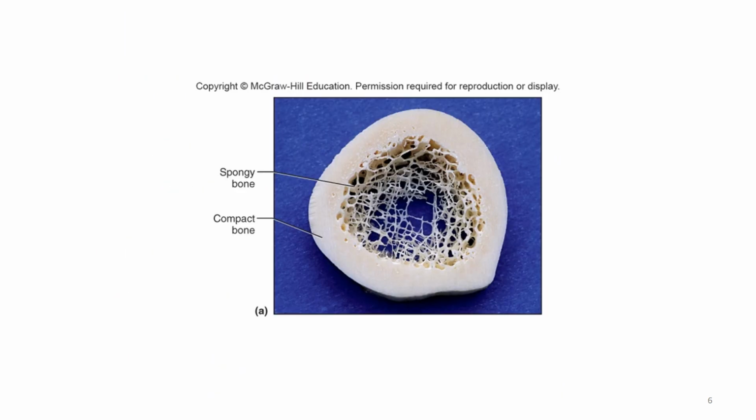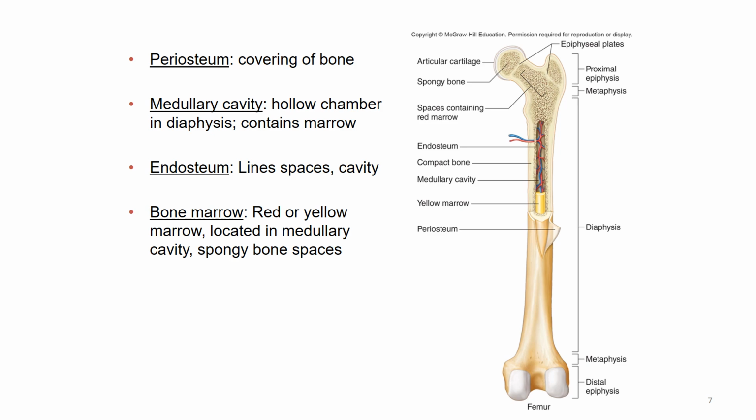Here's a picture showing a cross-section of a bone and how compact bone is on the outer part, is the solid part, then the spongy bone is the inner part with the holes. And so you're seeing the trabeculae over here. A few more parts for the long bone. Periosteum, the covering of the bone. This is actually the outer connective tissue. And so this is protective for the bone. It has bone cells to help with repair.